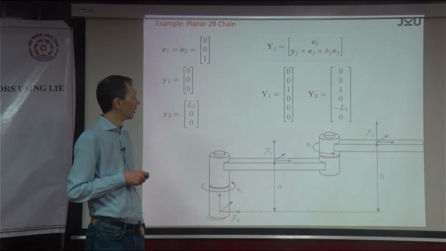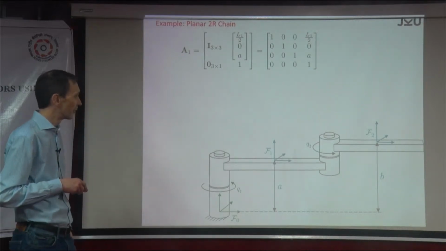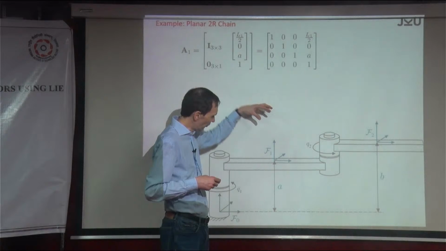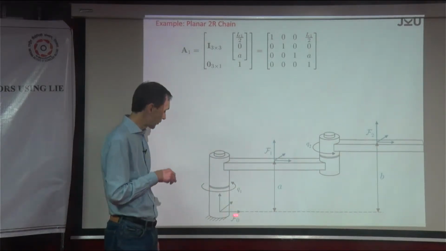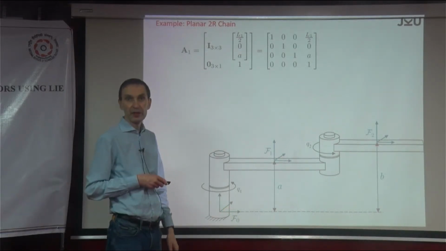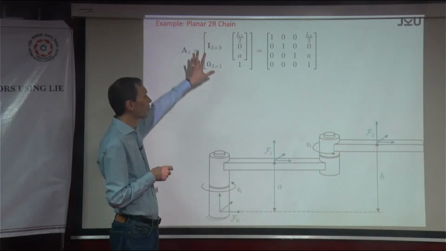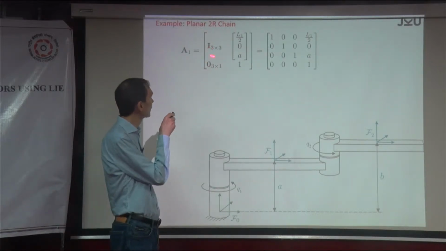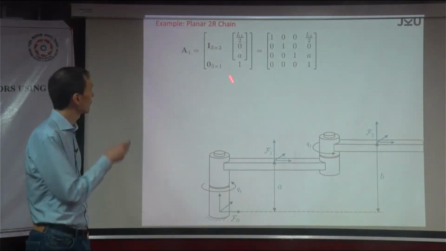That's not difficult, because to make life easier, I oriented them so that they initially have the same orientation as the space fixed frame. So the orientation of this and this and this are all the same, which means that initially the rotation matrix is the identity. This is the homogeneous matrix that tells you the absolute reference configuration.